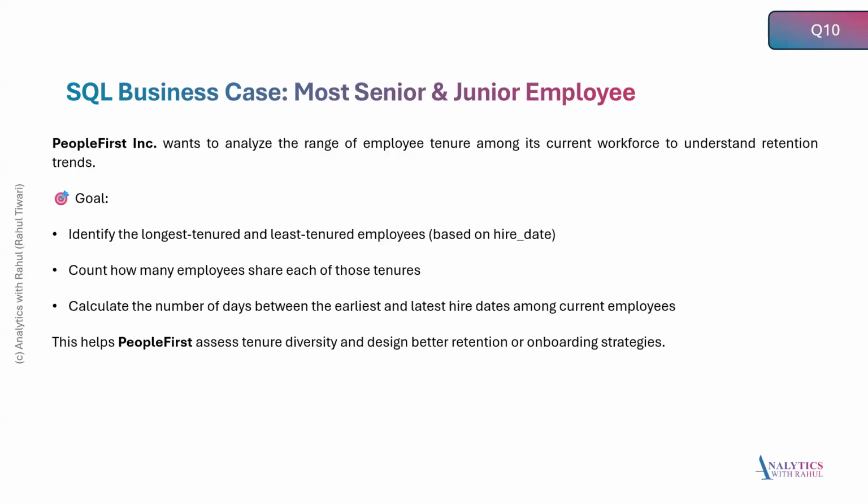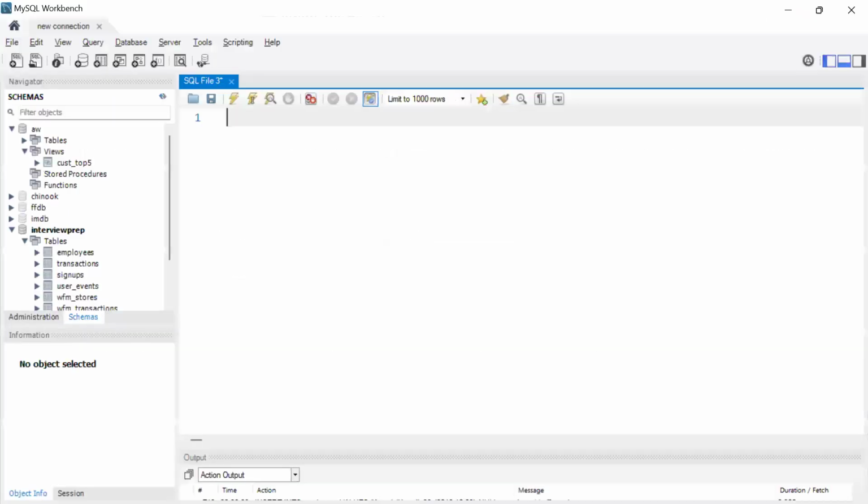People First INC wants to analyze the range of employee tenure among its current workforce to understand retention trends. The goal is to identify the longest tenured and the least tenured employees based on hire date. Count how many employees share each of those tenures. Calculate the number of days between the earliest and the latest hire dates among current employees. This helps People First assess tenure diversity and design better retention or onboarding strategies. Right. So let's go and check the data what we have.